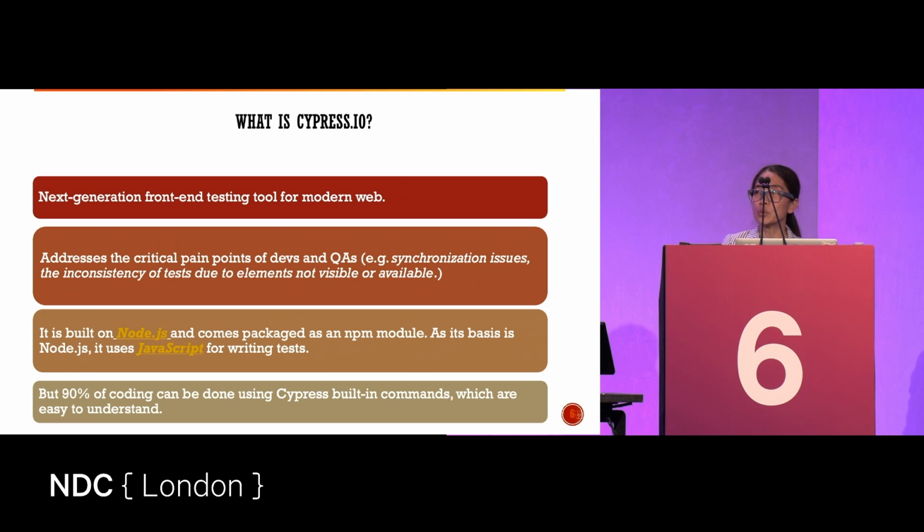It's a tool for you to automate and scale end-to-end testing and ensure that your application works correctly under all circumstances that the user would encounter in your application. So basically, it addresses the critical pain points of devs and QAs alike, such as synchronization issues and inconsistency of tests due to elements not visible or not yet available. And yeah, it is built on Node.js, and comes packaged as an npm module.